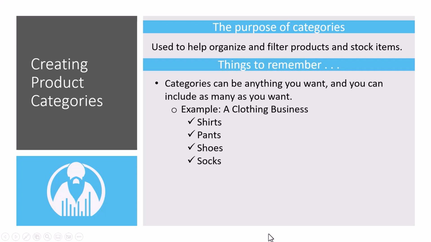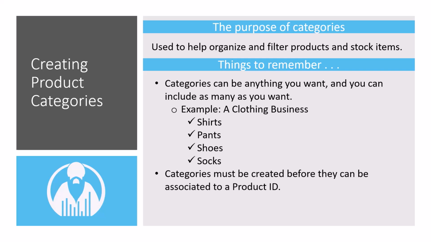Categories can be anything you want, and you can include as many as you want. For example, a clothing business. You might want categories for shirts, pants, shoes, and socks. And as you have those to filter and organize your data, you'll be able to see how many shirts you sold in the month, how much revenue came in from selling just the pants, or what it costs to sell just shoes. So you can see how powerful this can become.